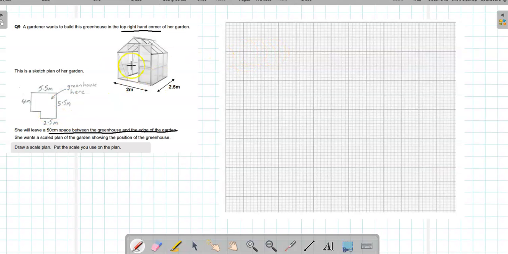So let's check. There's 5.5, so I'd need 1, 2, 3, 4, 5, and then a half. Great, so that works. Will it work down as well? 1 metre, 2 metres, 3 metres, 4 metres, 5 metres, and then that 0.5 that makes the half. Brilliant, that will fit there. Okay, so let me draw that on now.